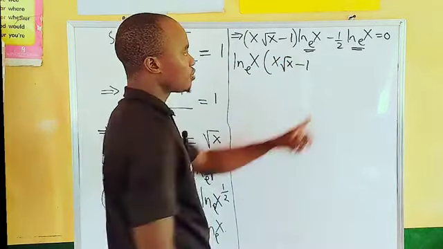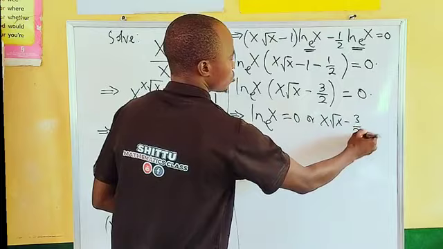So further, I have root x minus 1 over 2, we are going to be having minus 3 over 2, okay, equals to 0. So now whenever you have this kind of situation, what we are going to do is either ln x to base e equals to 0, or root x minus 3 over 2 equals to 0.